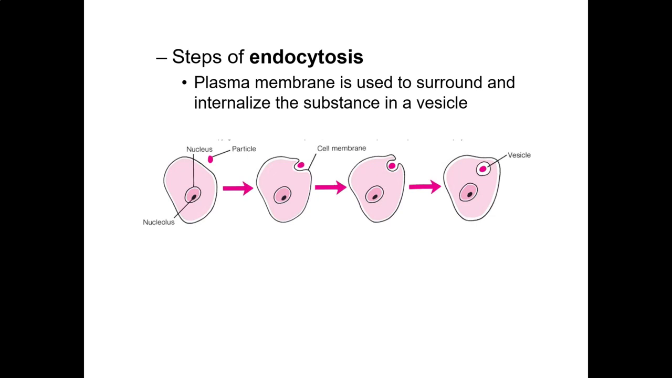Here's a little picture of an endocytosis, where the plasma membrane is literally just surrounding and internalizing the substance and bringing it in. And it would literally be the opposite of this if it was exocytosis.